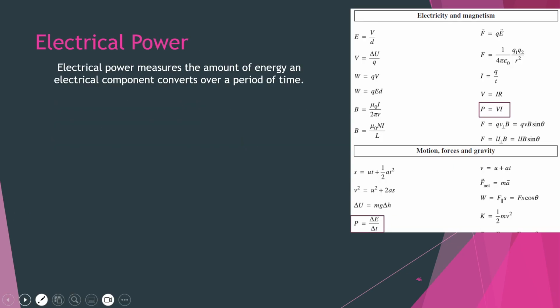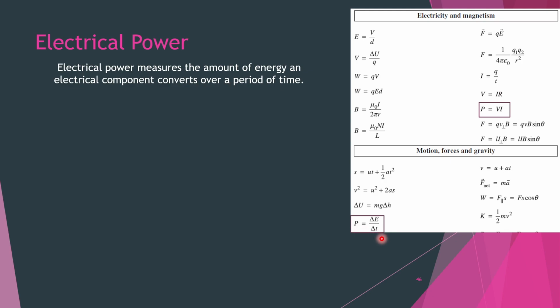So first off, electrical power, P, is the amount of energy that an electrical component can convert over a period of time. So our core power equation, P equals VI, shows up in our datasheet in the electricity and magnetism section. But this isn't the first time that we've seen power, which effectively is the measurement of how many joules of energy are being released or used per second.